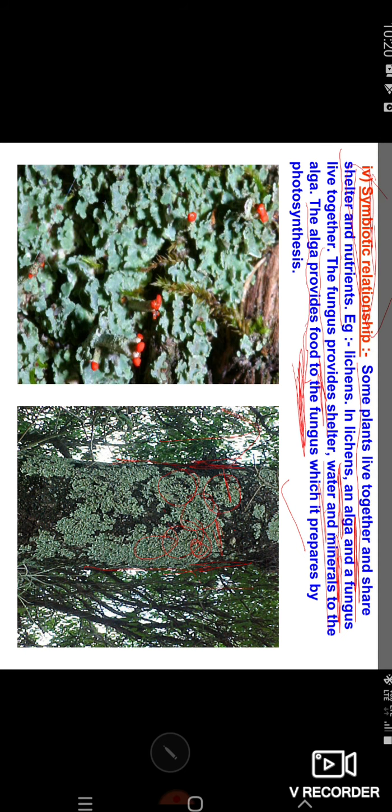Hence there is a mutual sharing of the benefits. That means the fungus provides shelter, water, and minerals to the alga. The alga produces the food and it is given to the fungus. So the mutual benefits are shared. Such a type of relationship is called a symbiotic relationship.